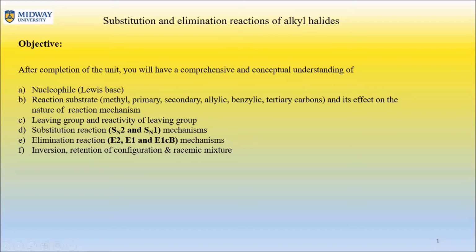Now, you're not entirely unfamiliar with the idea of inversion and retention of configuration. What did we learn in Chem 330? Let's say you start with an R. If you end with an S, then you have inversion of configuration. If you start with an R and you end with an R, then you have retention of configuration. If you start with, say, an R and you end with half of R, half of S, then that's called a racemic mixture. Okay?